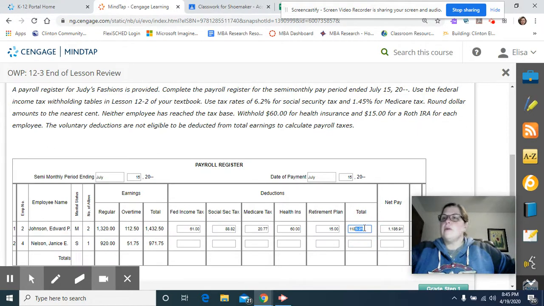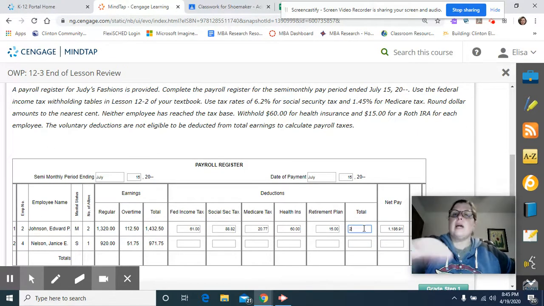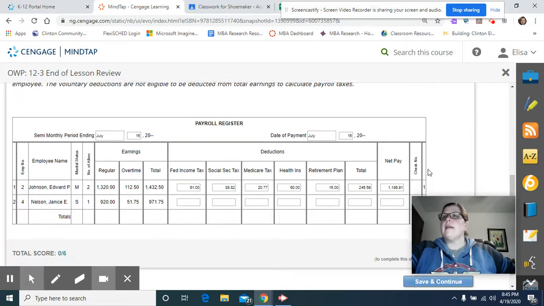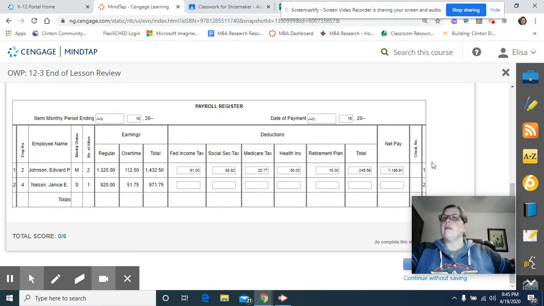Okay, so this total, if we add all those up together, is $245.59. Again, we're just adding all of these deductions up together. Okay, so that is that part. The check number is going to come later when we actually write the check, because that's the final step in this lesson. Okay, so now we have Janice Nelson.